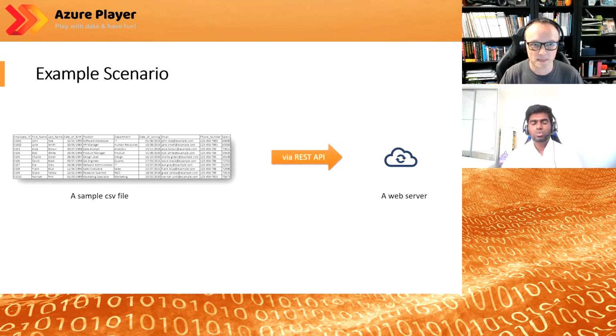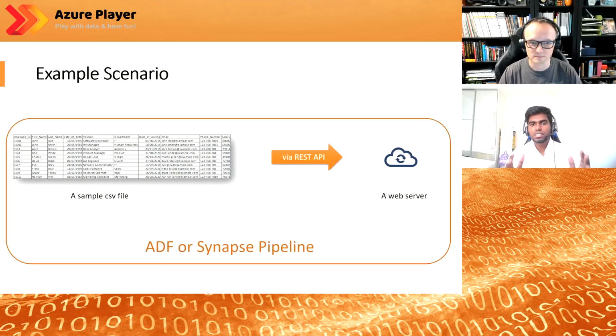This is something that's very commonly done in the development world, where a web server is exposed via REST API and we need to upload some kind of file. But the tricky thing is, when we have to achieve this objective using Azure Data Factory (ADF) or an Azure Synapse pipeline, it becomes a bit tricky. That's what we are going to dive deeper into in today's session.